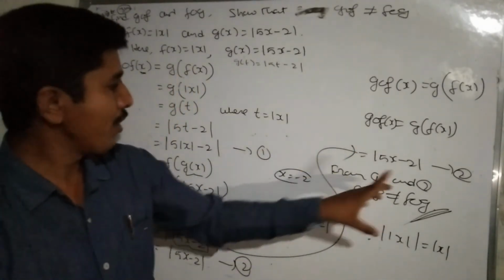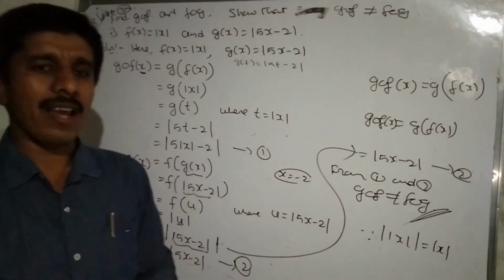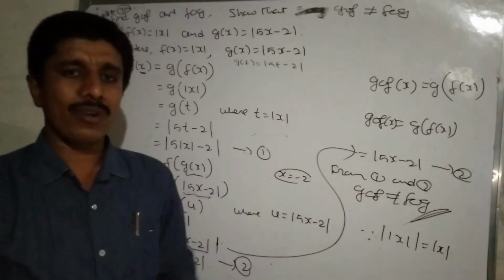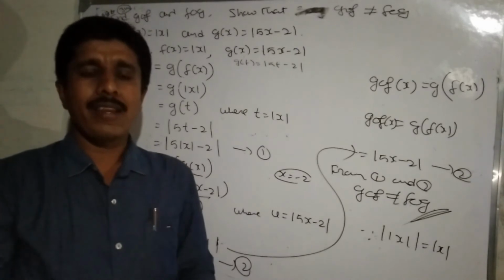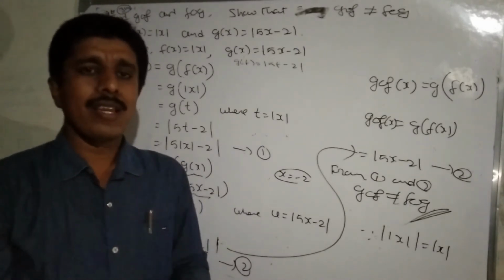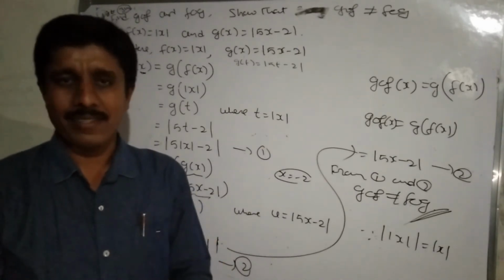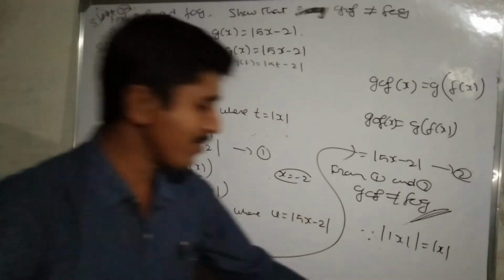From equations 1 and 2, clearly LHS is not equal to RHS. Directly we write LHS is not equal to RHS. If you want to verify, take x equal to negative values and verify. Clearly LHS cannot be equal to RHS. Got it? Very important one.